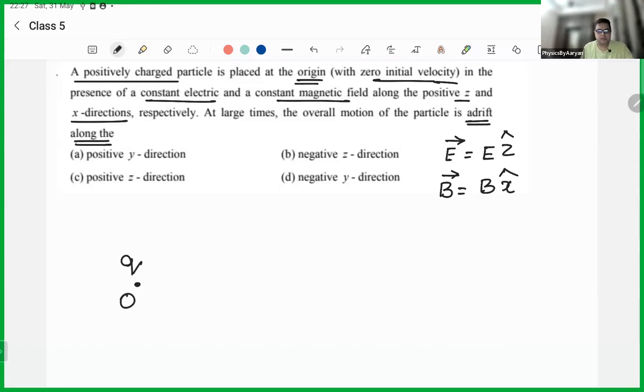So what will happen because of this? What is going to happen because of this? That is the main idea here.